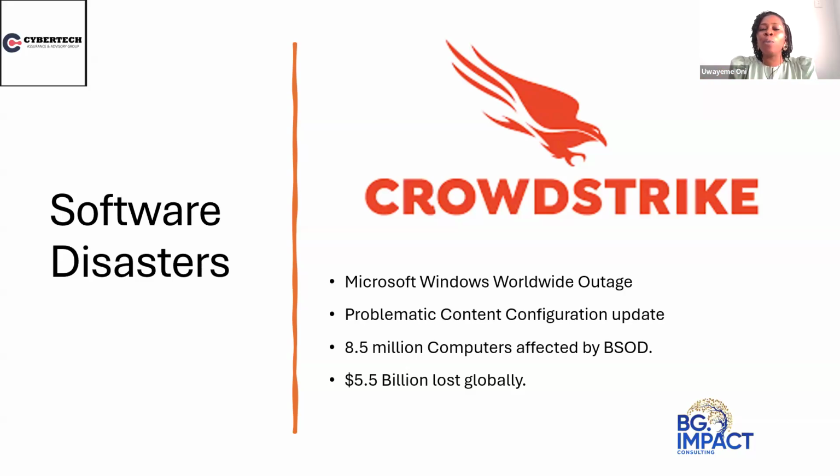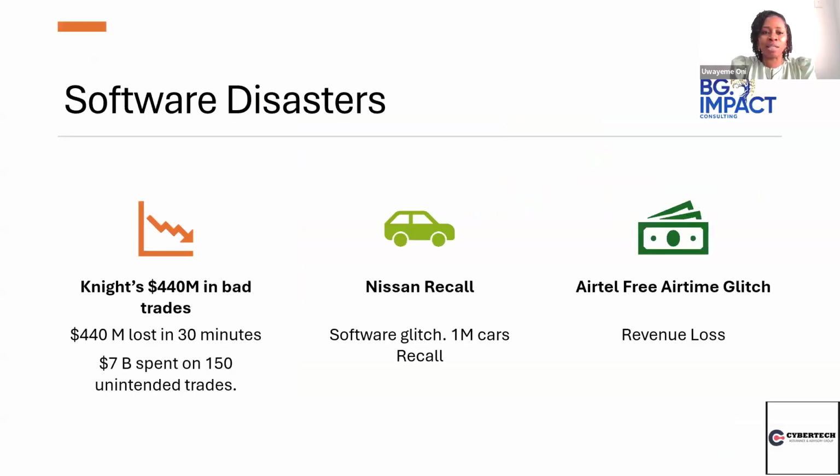I watch Grey's Anatomy, and I'm not a doctor, but I love the series. In Grey's Anatomy, you see them using automated systems for surgeries. Imagine having a surgery and you have a blue screen. Where is the doctor? How are they going to navigate? So the risk is enormous. The risk of software disasters is enormous. So we'll be looking at how we can mitigate this risk.